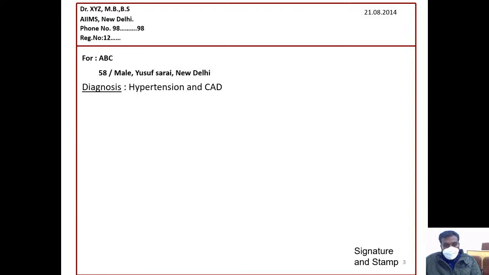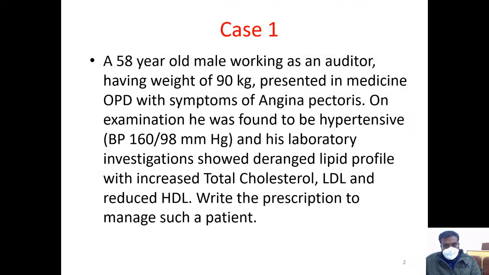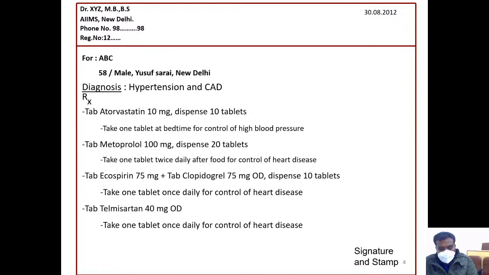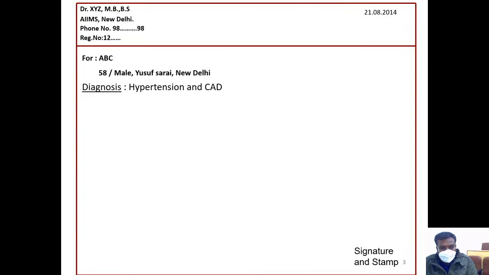So we have addressed all the disorders whatever the patient is having. So the patient is presented with symptoms of angina pectoris, where he is having hypertension. So we have prescribed telmisartan 40 mg once daily. So we have addressed hypertension.